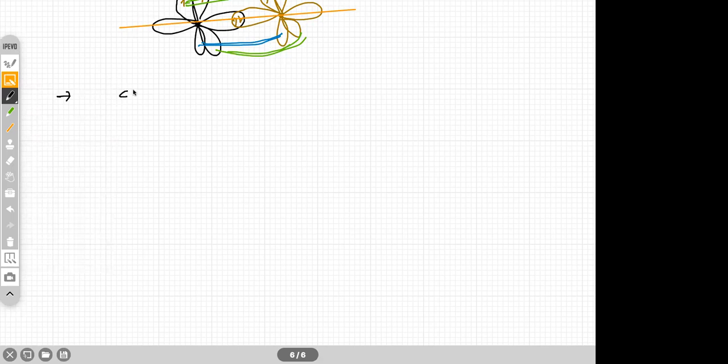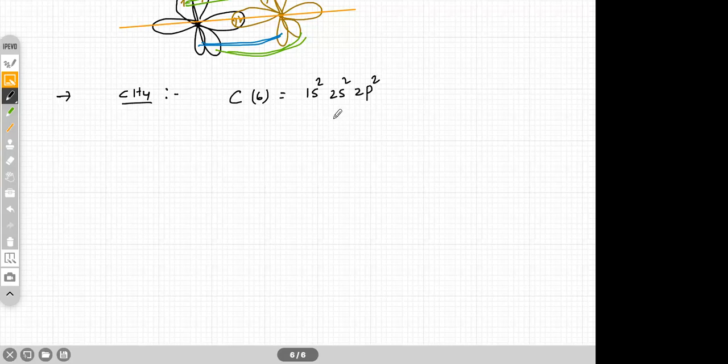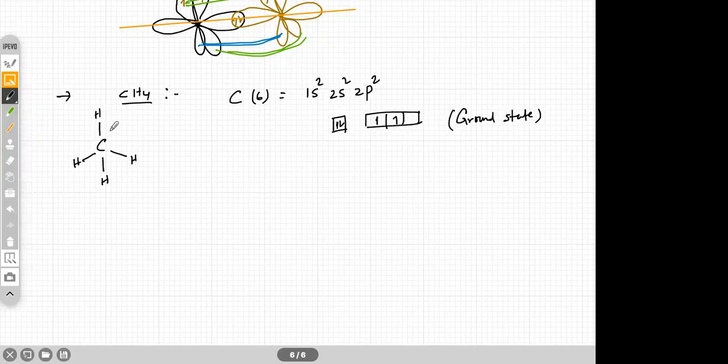The next one we have is the CH4 molecule, methane. If you look at the configuration of the carbon atom, carbon has 6 electrons, 1s2, 2s2, 2p2. Right? So 2s has 2 electrons, and 2p has also 2 electrons. This is the ground state configuration. Now you see, carbon is attached with 4 hydrogen atoms with single bonds in CH4, right? So for these 4 bonds, carbon must have 4 unpaired electrons, like 1, 2, 3, 4. Right? So 2 electrons we have here, unpaired.